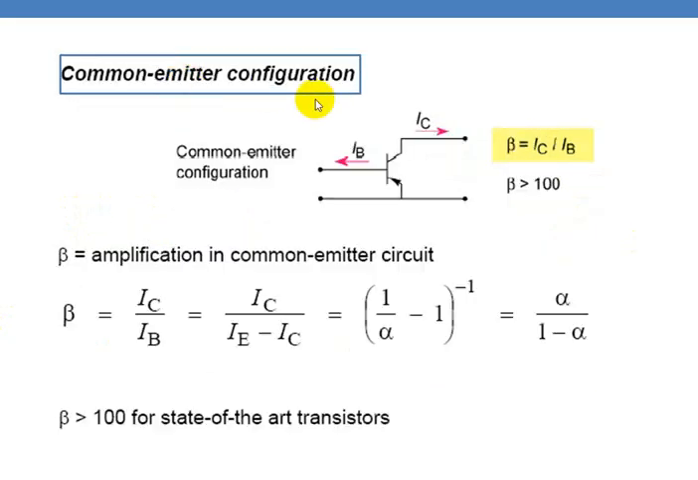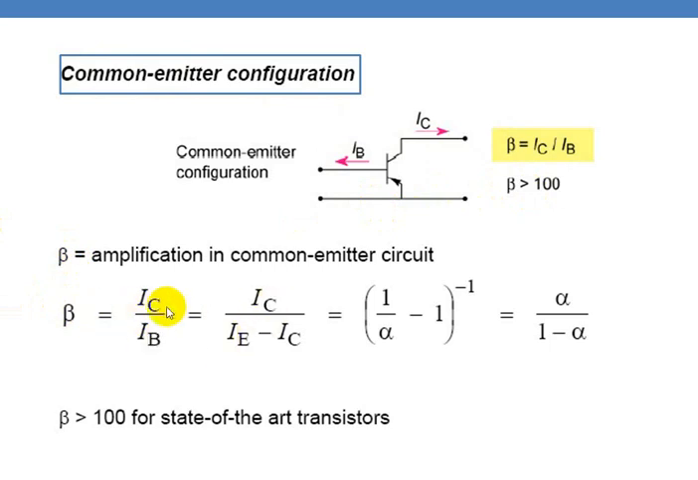Coming to common emitter configuration, the emitter terminal is common between input and output. The input current is the base current and the output current is IC. The beta is IC by IB. Beta usually will be greater than 100. So the current gain is high as compared to the previous case. Further, the beta can be written as IC by IB.